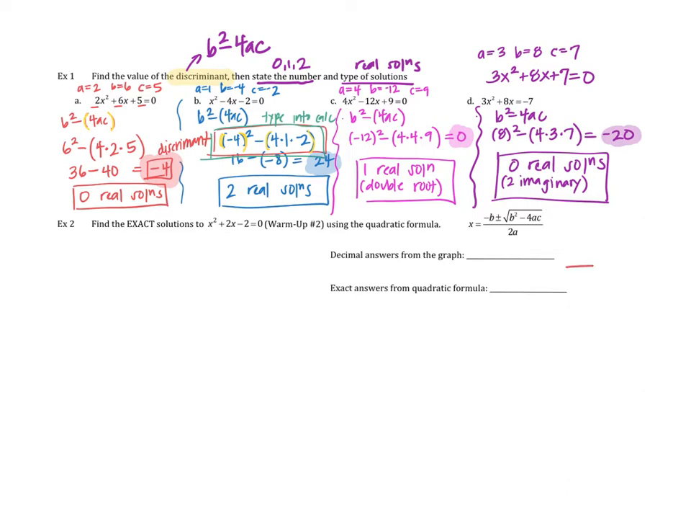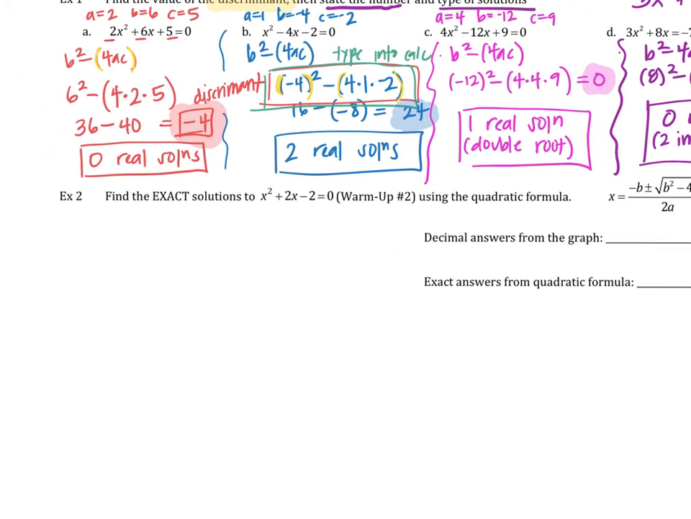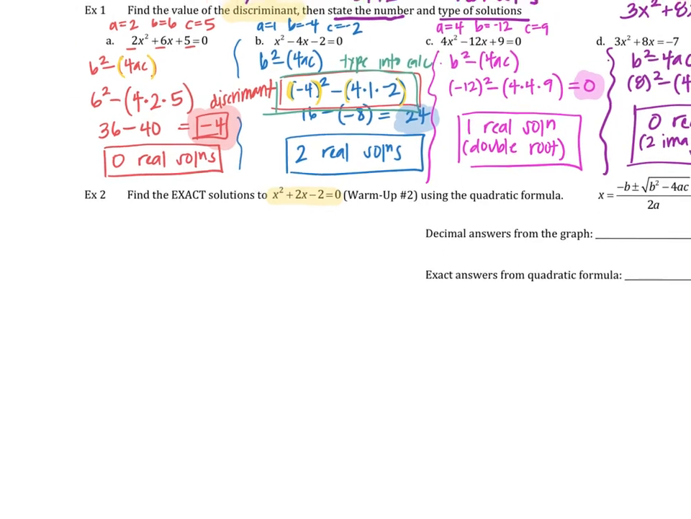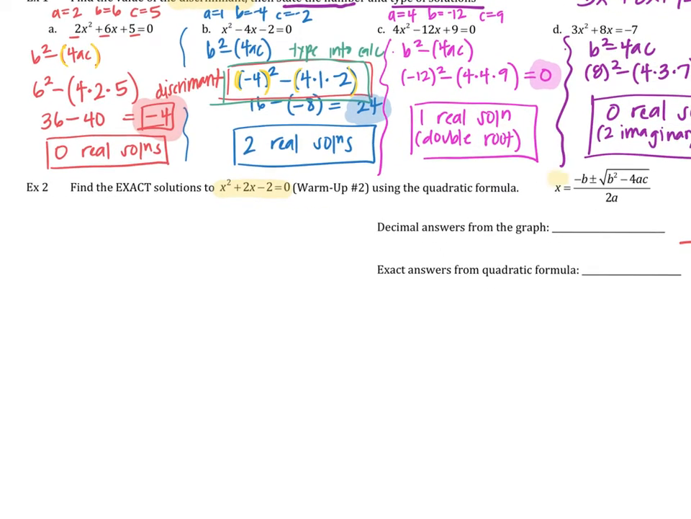And so if you remember back to our first example on the warm-up, it said find the exact solutions of x squared plus 2x minus 2. And we had a problem because we didn't know how to do this. Factoring, graphing, and inverse operations didn't work. And so our resulting option is the quadratic formula, okay?